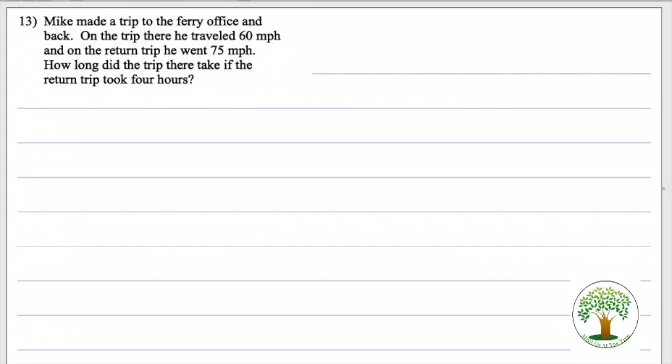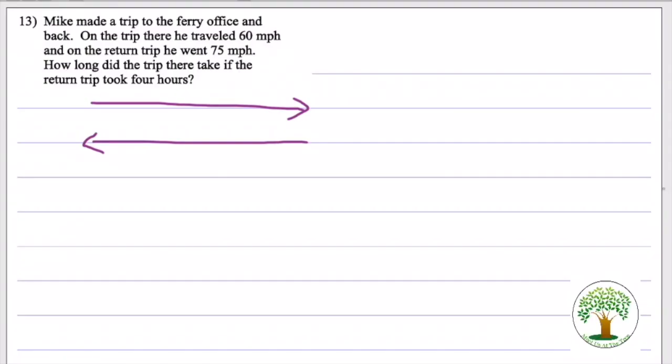Mike made a trip to the ferry office and back. I'm not going to read any more. I start drawing. He went forwards, and then he went backwards. Something you need to take note of is that the distance is the same. If you walk to a place and then walk back to the place you started, the distance is the same to and from. That is significant. Unless you use a different route, and they didn't say he made a different route, so you're going to assume he took the same route. You could go to Walmart on the way home, but he didn't.